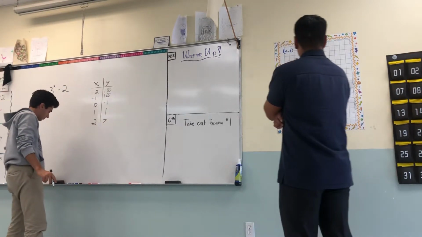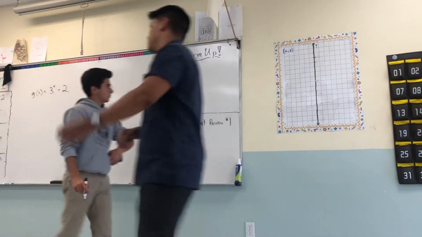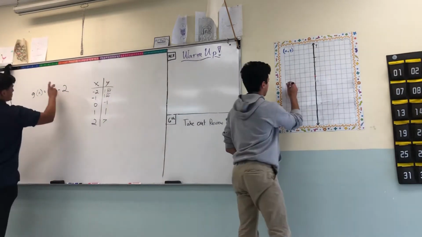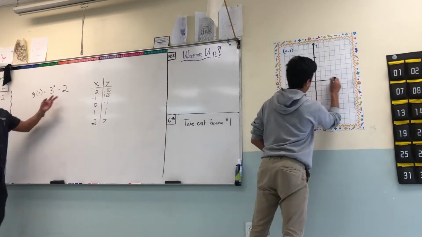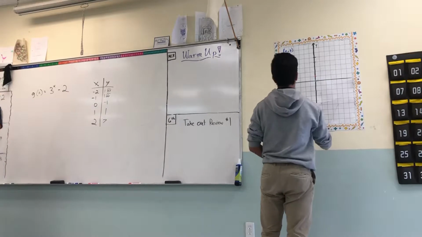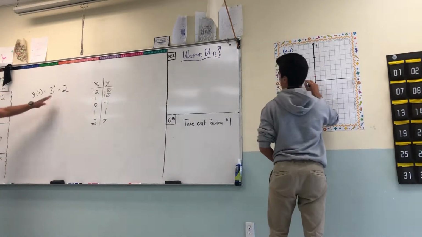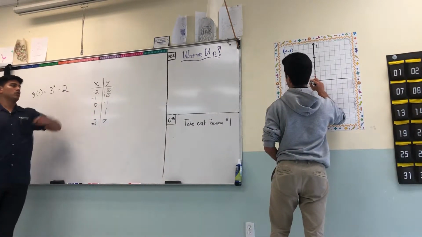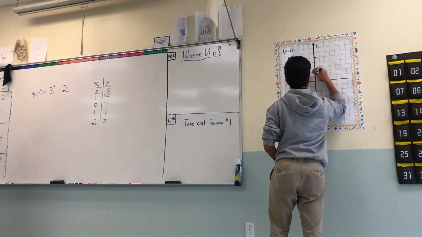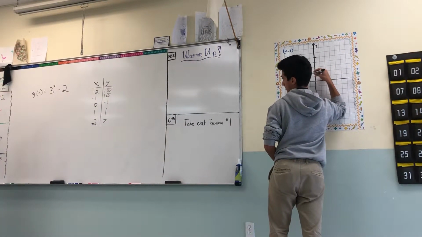Graph it up there? Yeah, please. Okay, so basically you just plug these values into here. Alright, so 3 to the negative second power is going to give you 1 over 9. So minus 2 is going to give you 1. It just goes 1.8 forever, so I just put the line on 8.